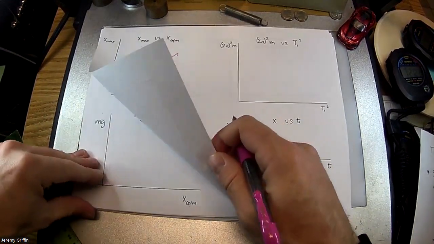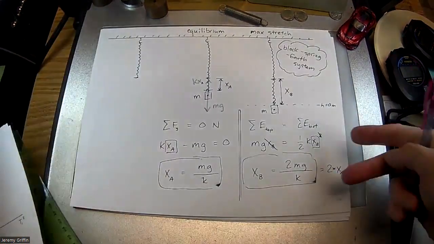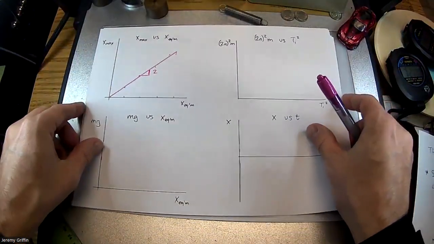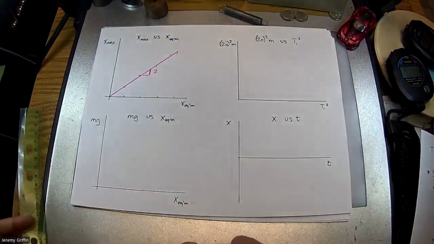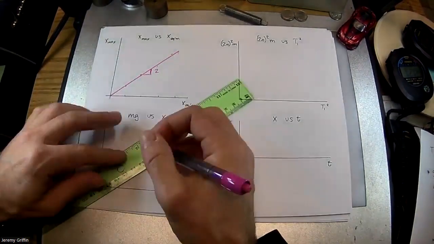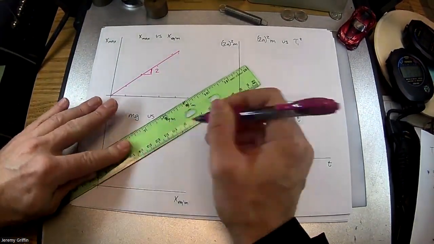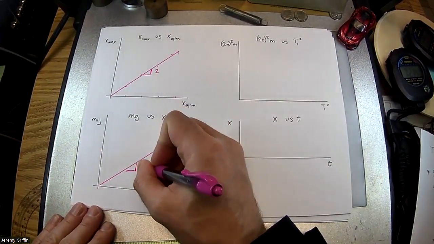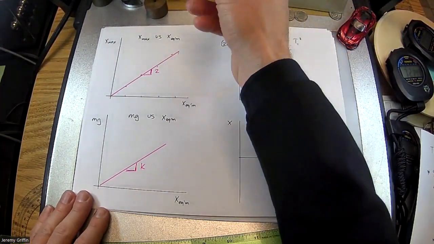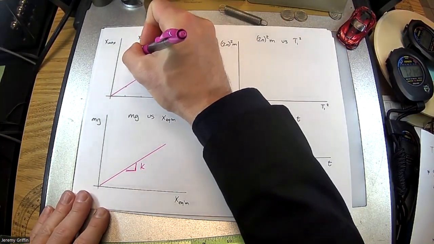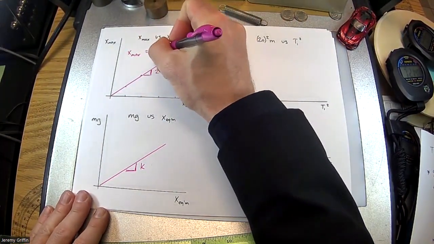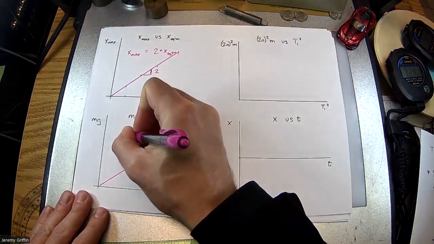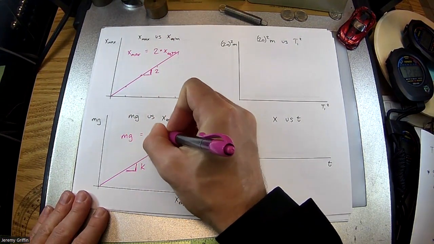That is consistent with what we did yesterday, right? The maximum stretch should be twice the equilibrium stretch. Okay. What about weight versus equilibrium stretch? Also linear. And what is the slope of this line? Yeah, k. So if I'm writing equations, this would be x max should be 2 times x equilibrium. This should be the weight is equal to k times x equilibrium.